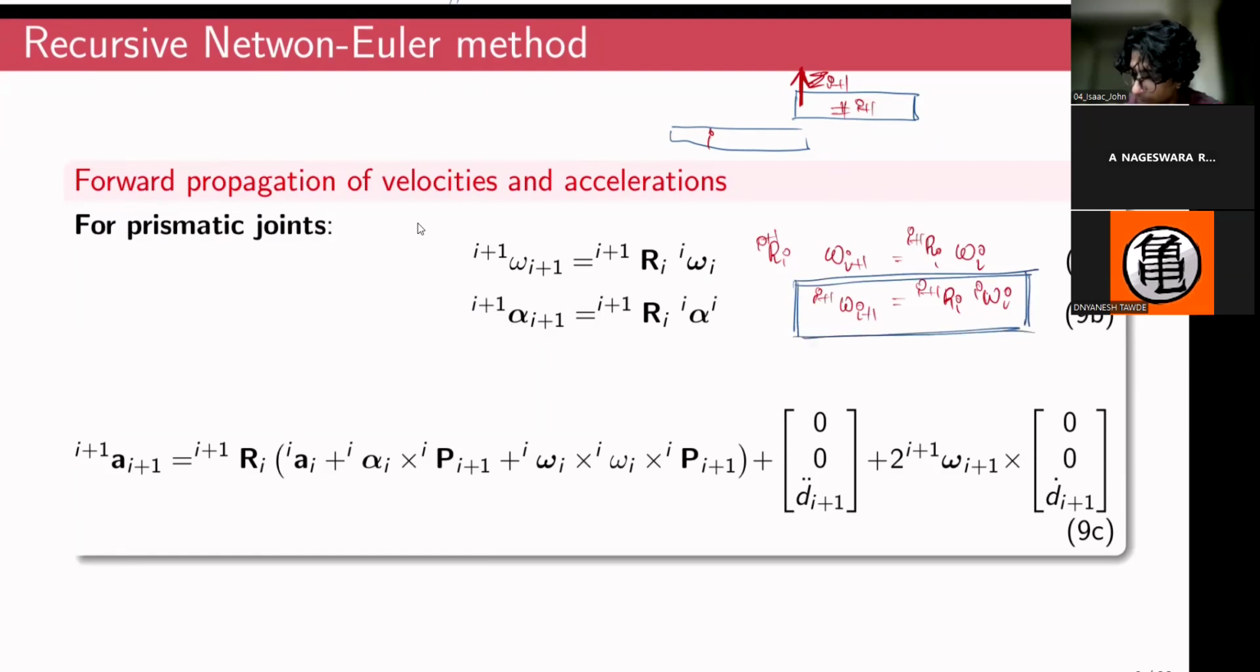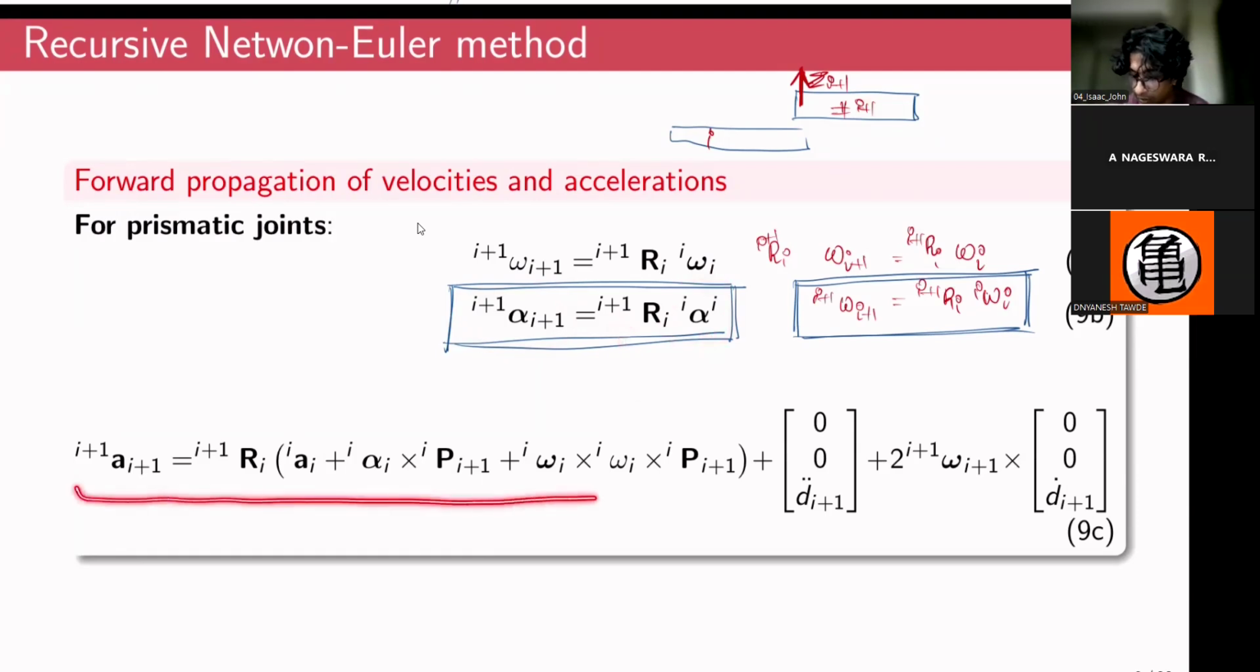And in a similar manner, the propagation of angular accelerations would also look something like this. Right? It's nothing but the angular velocity of the current joint is the angular velocity of the previous joint, but it is now brought to the current frame of reference. But then the linear acceleration component is now a bit bigger than the previous case.